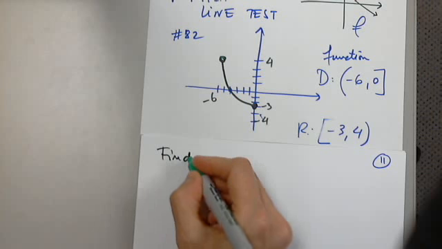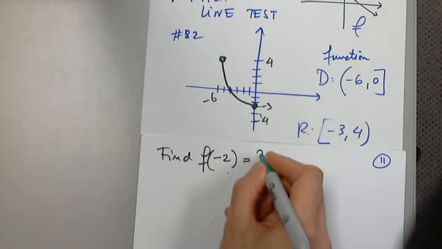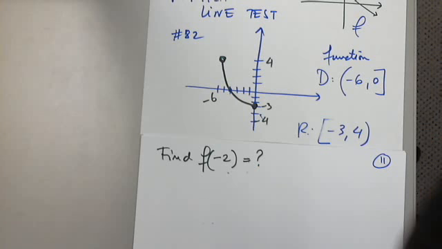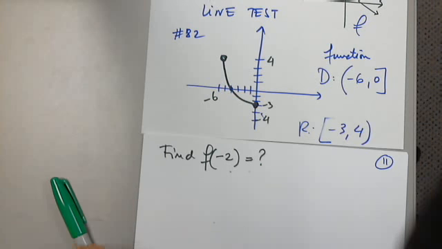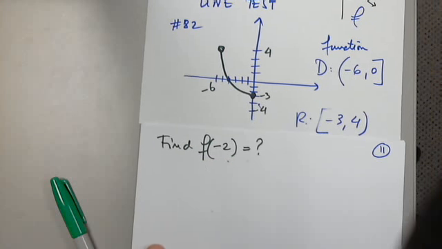Okay, here's the next question. Find f of -2. Find f of -2. What is given in the question and what do I have to draw?